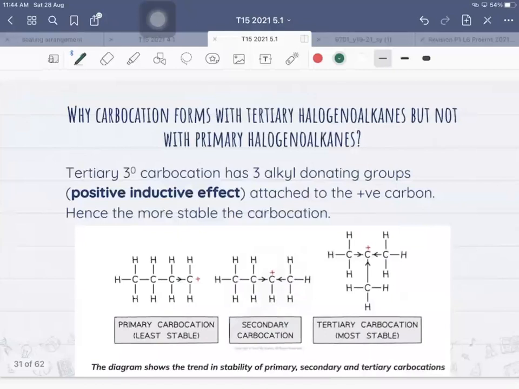Right. So this is, well, almost there. That's not the explanation yet, okay? But tertiary carbocation ion has 3 alkyl donating groups. That means you have more positive inductive effect attached to the positive carbon. Therefore, the carbocation ion is the most stable, okay? Well, I guess you can copy this down for the explanation to why tertiary halogenoalkanes form carbocation ion, but not primary halogenoalkanes. The diagram you don't have to copy down. Well, I guess you could.